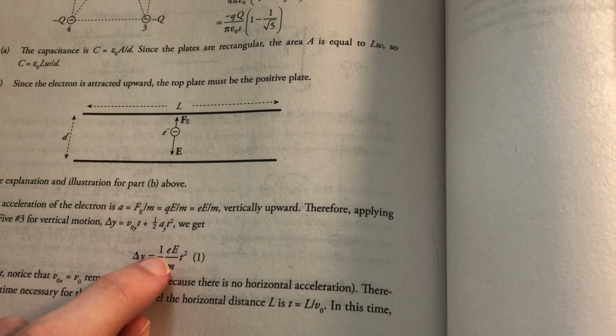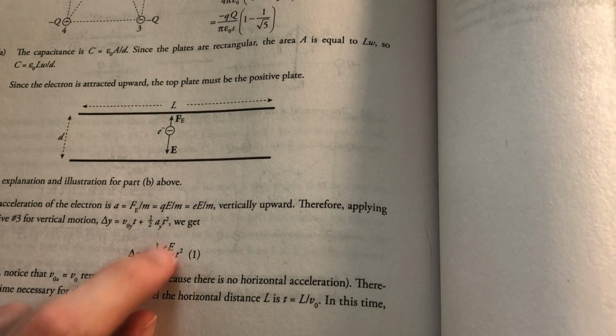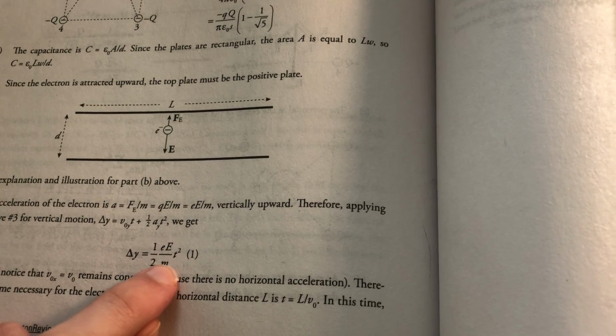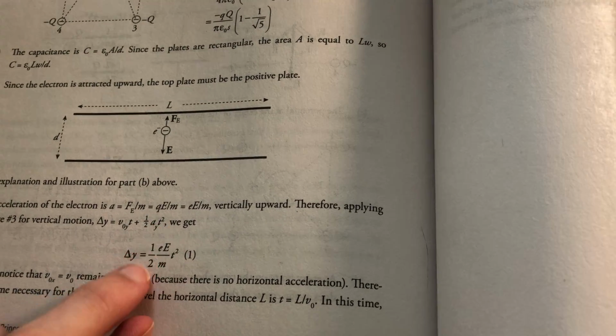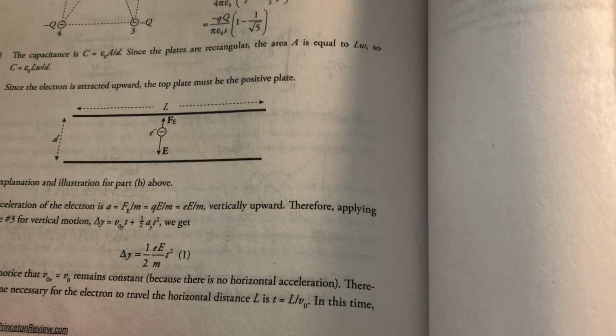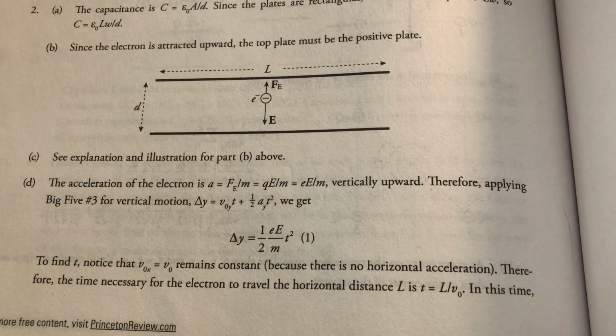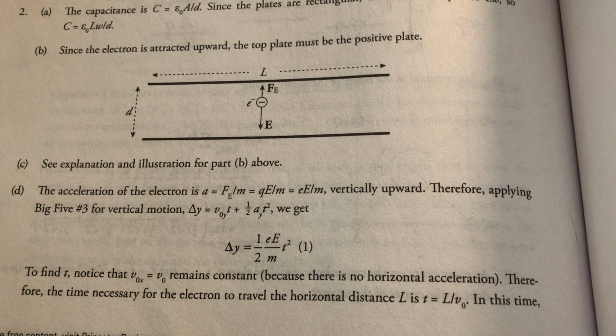So we put in what we had. Acceleration here equals Q, or E, times E over m. So we put that in 1/2 at squared, 1/2 times our acceleration times time squared. All right, so again, notice that the x direction remains constant, no horizontal acceleration.